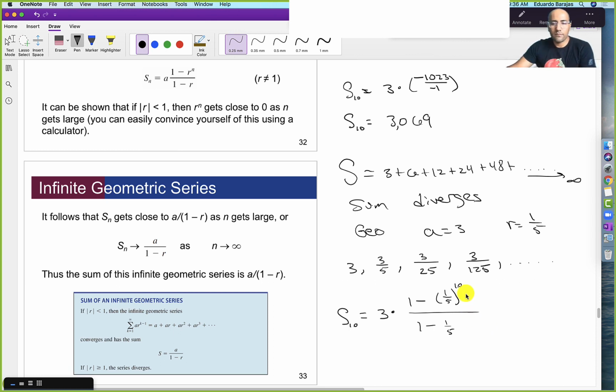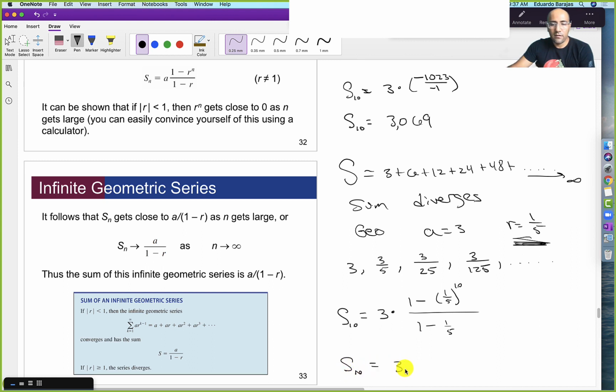Good. Notice that in this case, R is between 0 and 1, and a couple of things happen. This is going to be a very, very small number, right? 1/5 to the power of 10 is a very small decimal. 1 minus that is going to be a positive answer, and 1 minus 1/5 is going to be a positive answer. So in the previous case, we ended up with a negative over a negative. Here we'll end up with a positive over a positive. But this will give us the answer we want. So let's just plug it into our calculator.